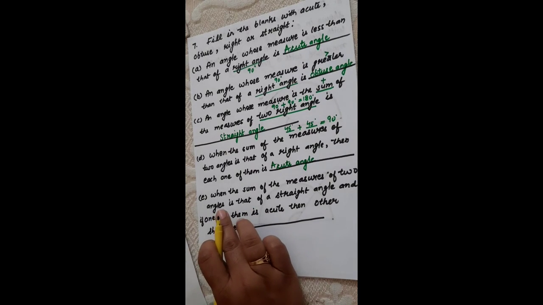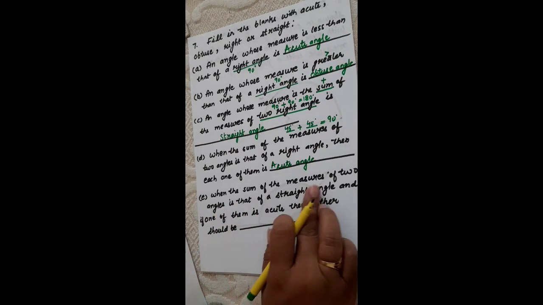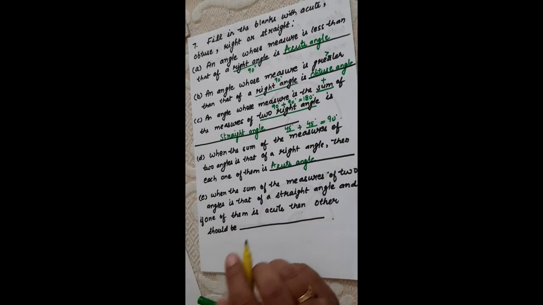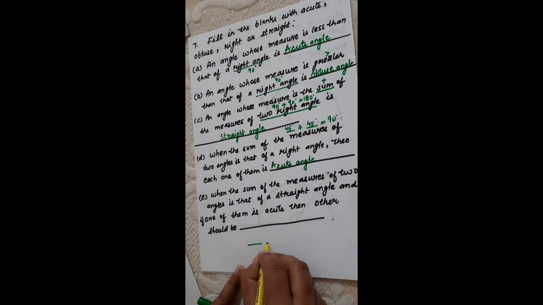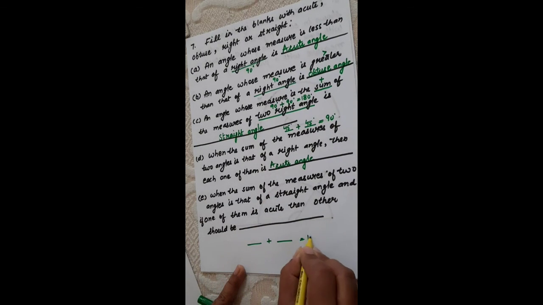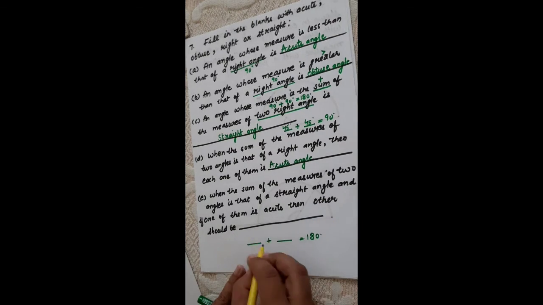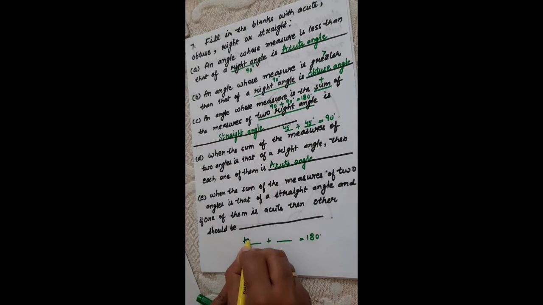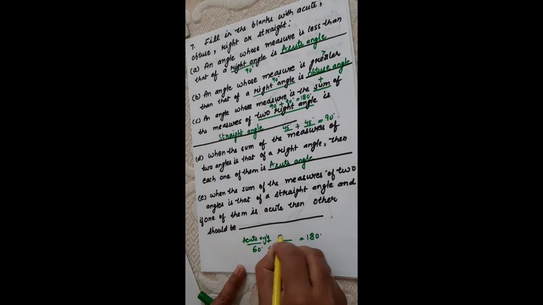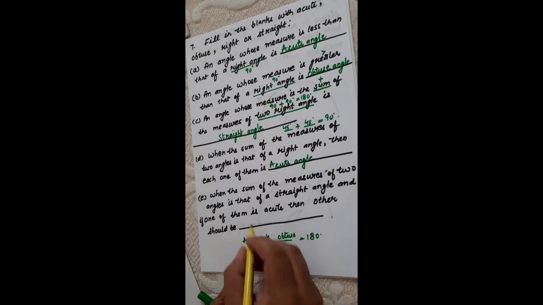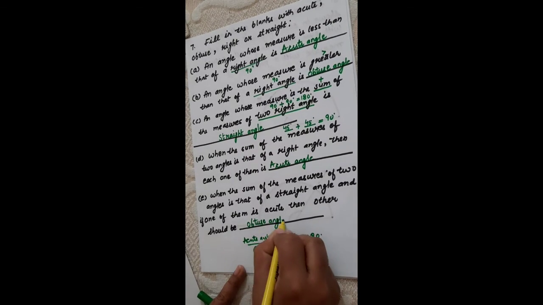So here next E part, when the sum of the measure of two angles is that of straight angle, means when you add two angles you will get straight angle. If one of them is acute, suppose one angle is 60 degree, so other angle will be 120 degree, and this angle is obtuse angle. So my answer is obtuse angle.